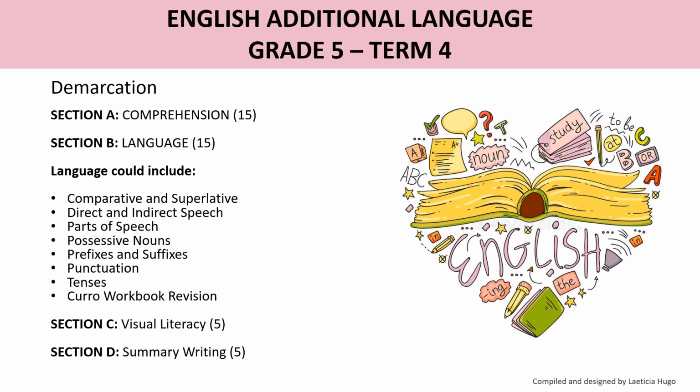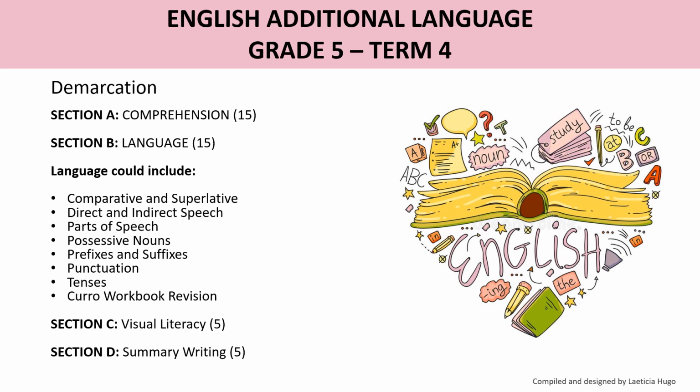English Additional Language, Grade 5, Term 4. For your final exam for Term 4, Grade 5, the demarcation for the test is as follows. Section A will be a comprehension test for 15 marks. Section B will be language for 15 marks.